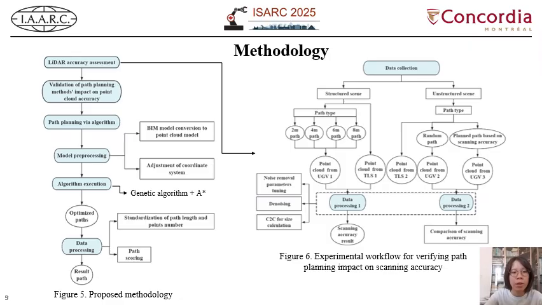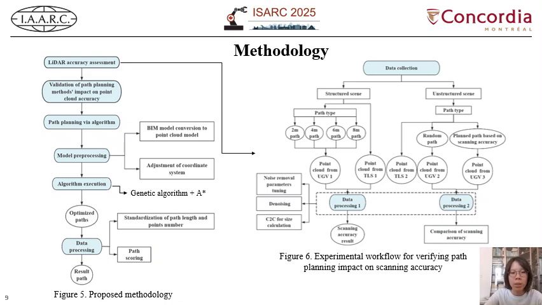After validation, we select different kinds of path planning algorithms. For the model preprocessing, this will be the input map for the algorithms. The final algorithms that we select are the genetic algorithm and A-star, and we optimize the path and process the data.